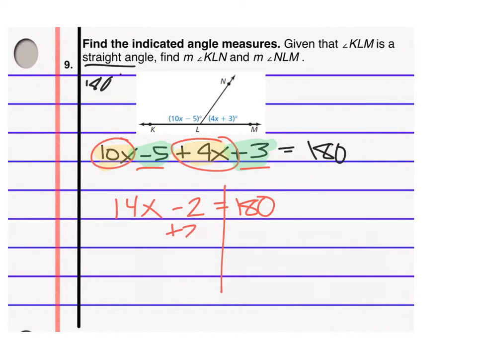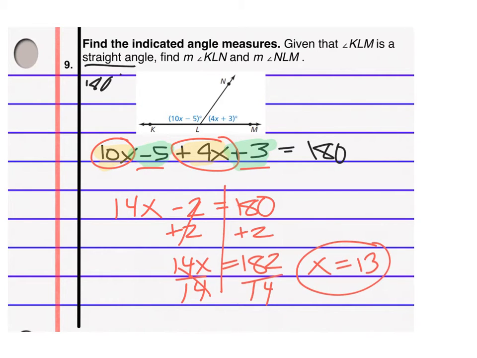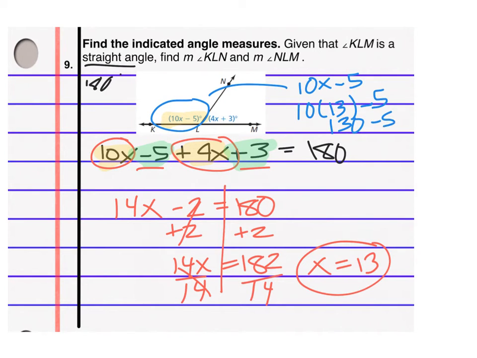You're going to solve. So 14x equals 182. You're going to divide by 14. Okay, so 182 divided by 14 is 13, so my x is 13. Then I'm going to go back to each expression. So let's go back to 10x minus 5. And I'm going to substitute in my answer. So 10 times 13 minus 5, I get 130. Minus 5, I get 125 degrees.